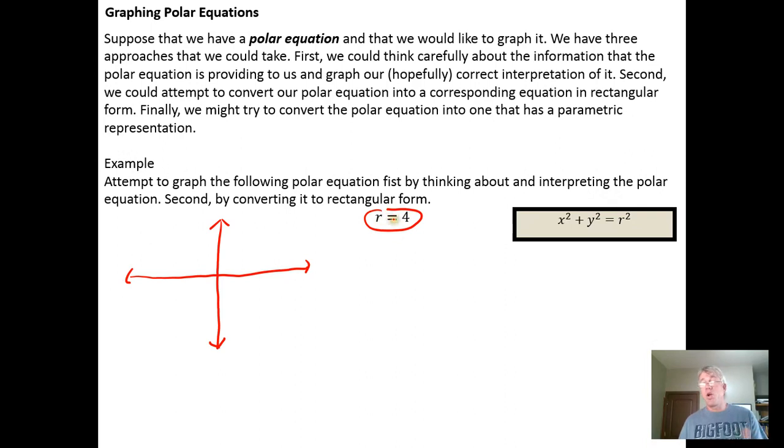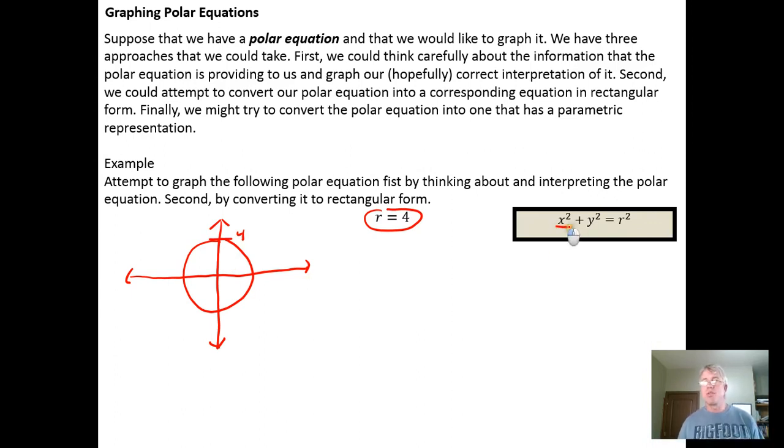So that would be the locus of points that are always a distance of 4 from the pole or the origin. So that's just going to be a circle of radius 4. So if I think about graphing it, whether I'm in a polar coordinate system or rectangular coordinate system, you would just make a circle whose radius was 4.